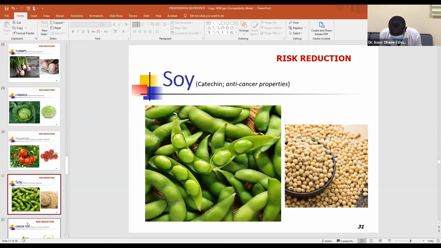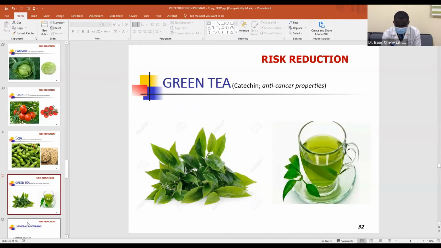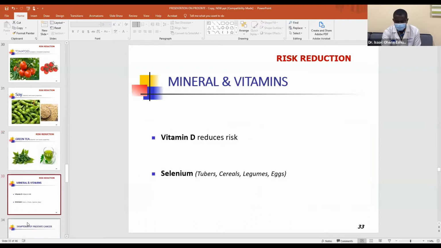So we go on. So we have soy. So those who are lovers of soya bean, it is also very good. And the ingredient in there is the catechin, and that has been found to also help reduce the risk of prostate cancer. Again, green tea. So when you take soy and green tea, they all have catechin, which is very good for the reduction of prostate cancer incidence.